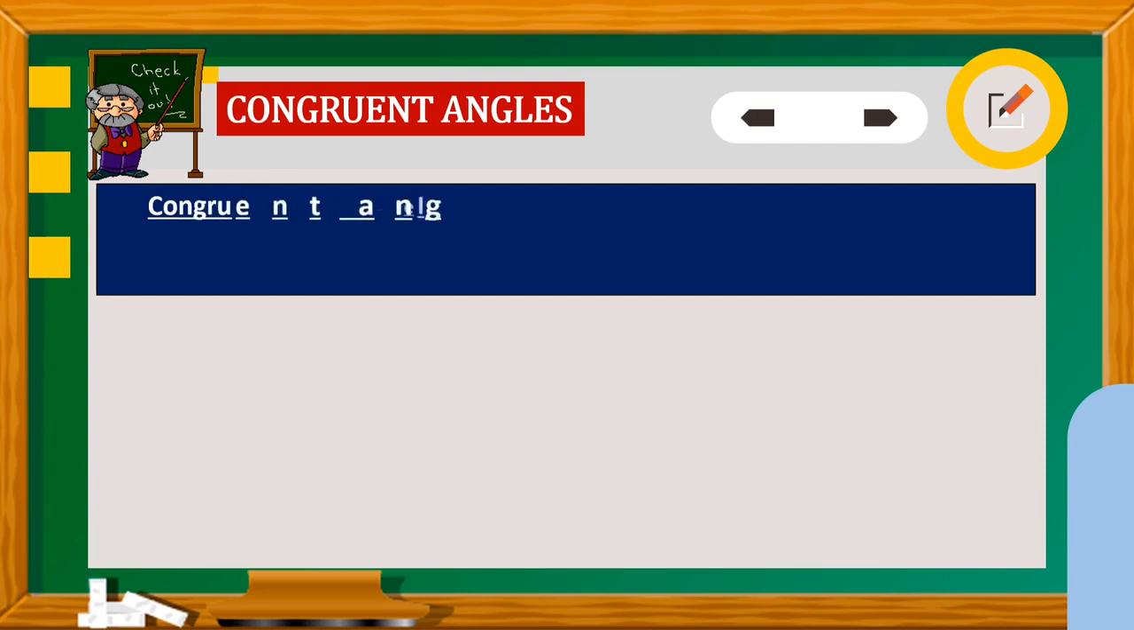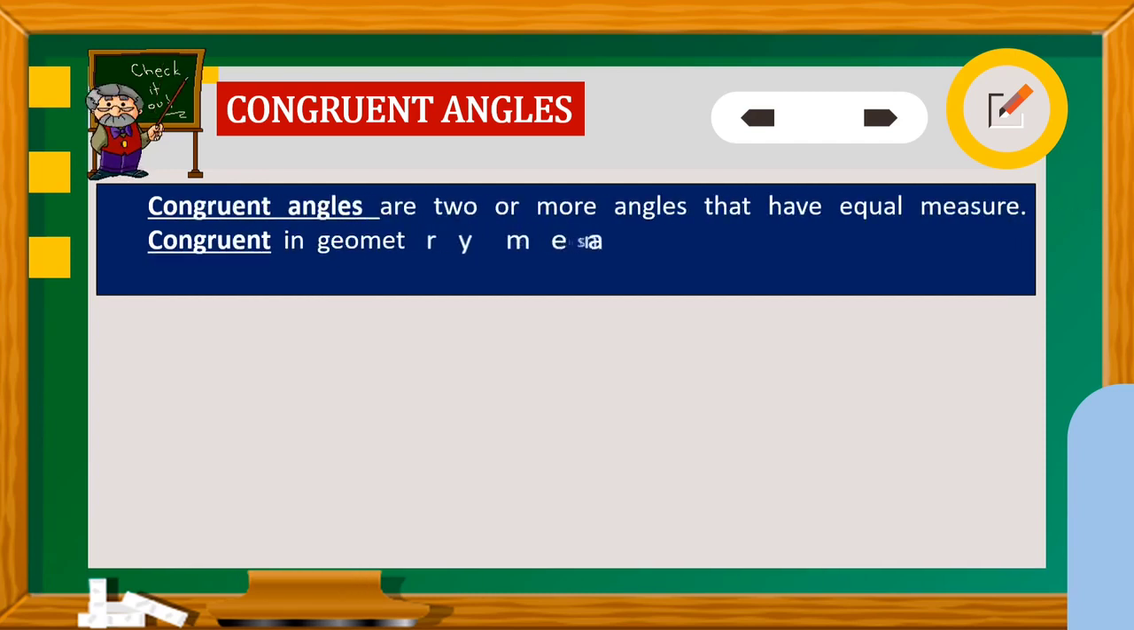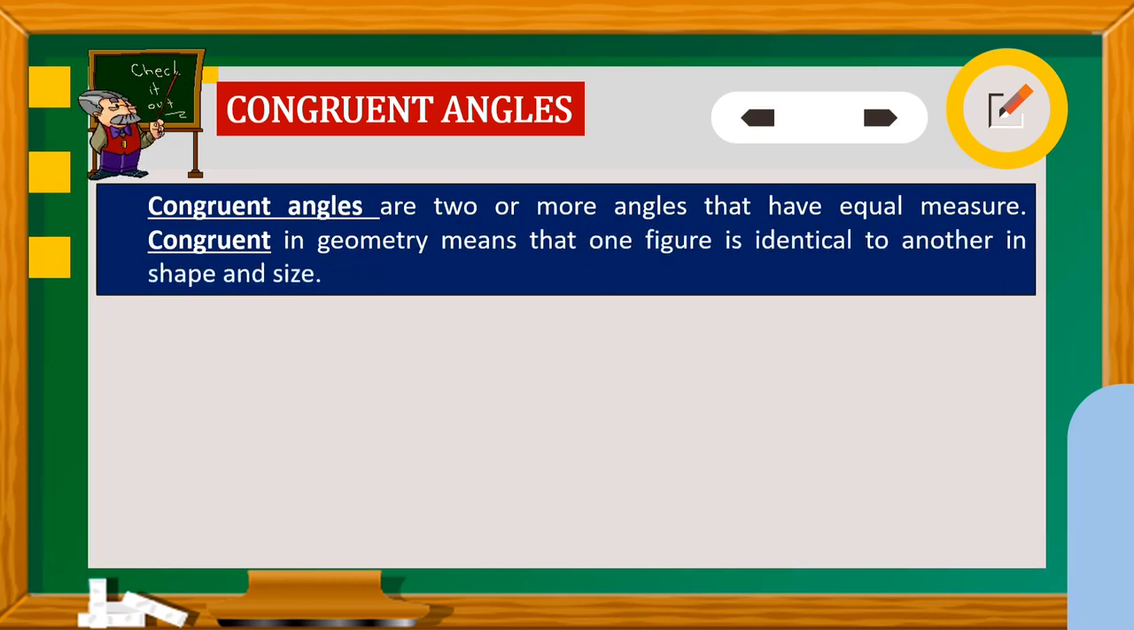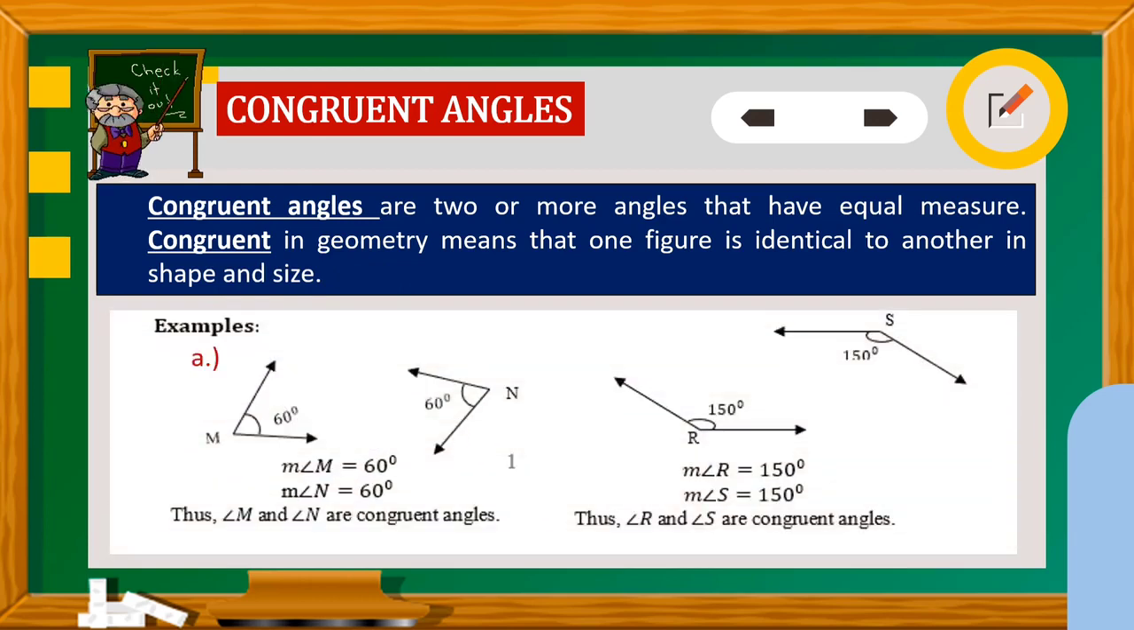Congruent angles. These are two or more angles that have equal measures. Congruent means that one figure is identical to another in shape and size. We have example A and B. In example A, we have angle M and angle N. The measure of angle M is equal to 60 degrees. The measure of angle N is also 60 degrees. Thus, angle M and angle N are congruent angles.